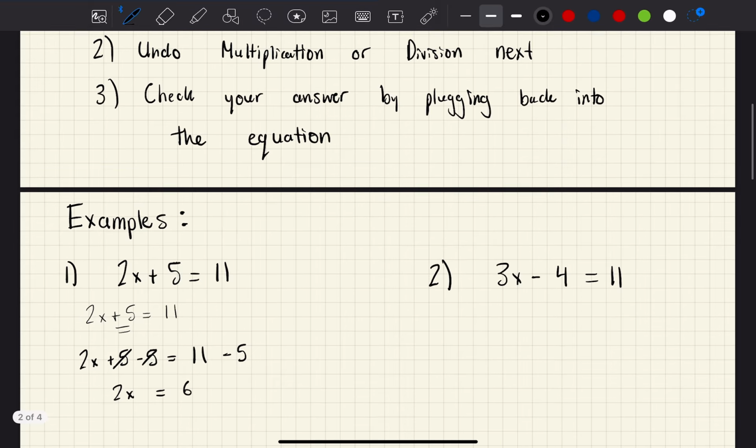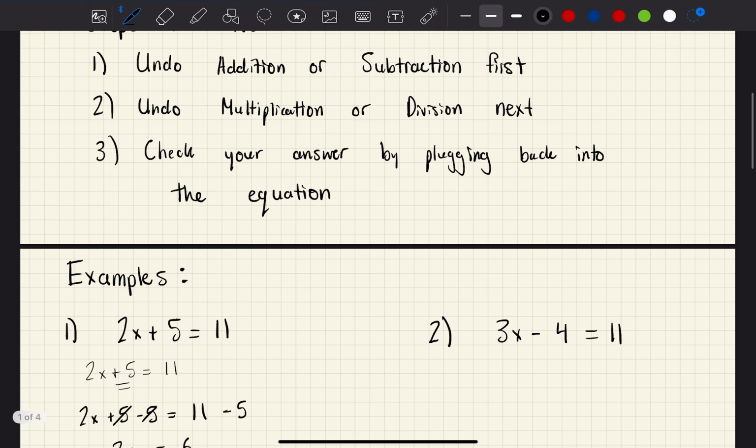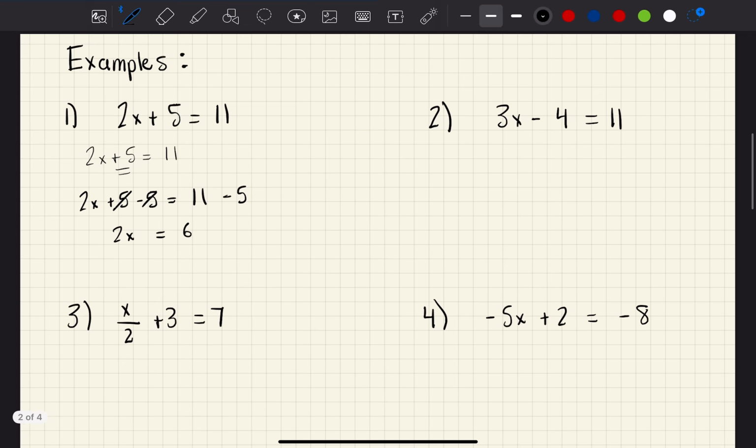Our second step says undo multiplication or division next. So we have 2 times x is equal to 6. To get rid of that 2 coefficient, we're going to divide by 2. And what we do on one side, we do to the other side. 2x divided by 2, so this is going to cancel. We are left with x is equal to 6 divided by 2, which gives us x is equal to 3. And that's our answer.